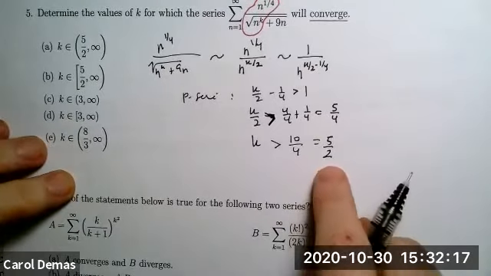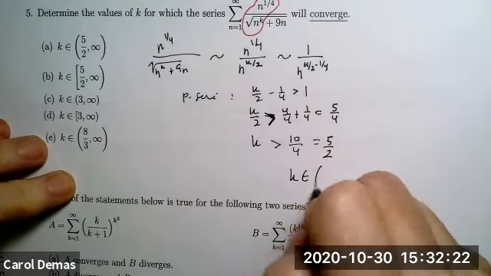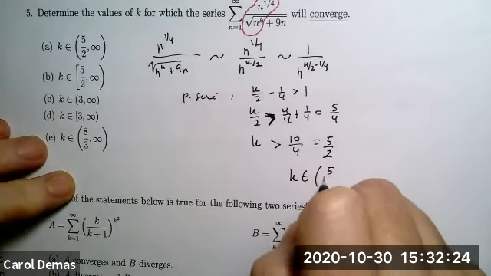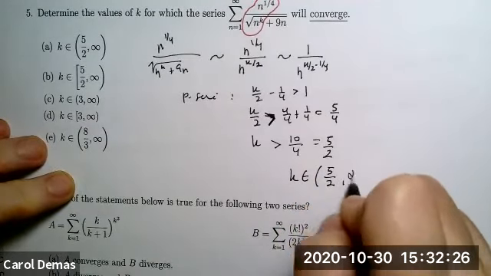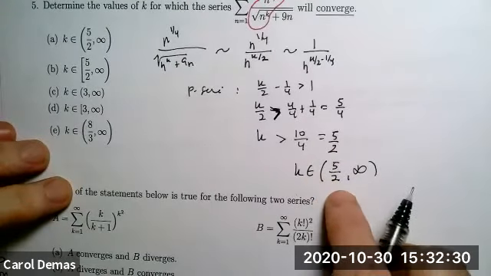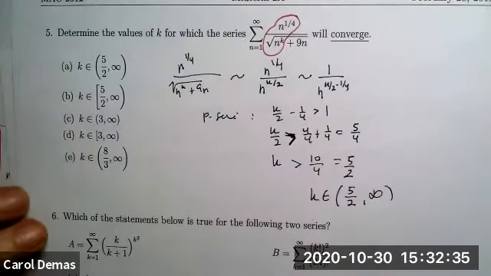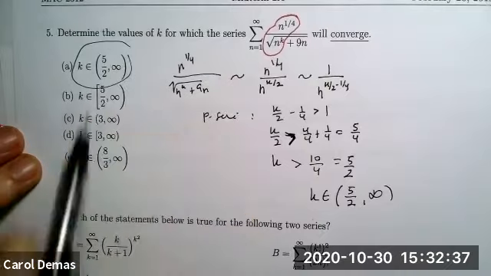Now, how do we write that result in interval notation? k is a member of 5 over 2, not including, to infinity. So any k that's greater than 5 over 2 will work. Strictly greater than, so we'll pick the first option.